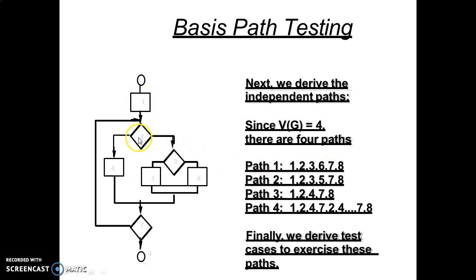Path 1 is 1, 2, 3, 6, 7, 8. Path 2 is 1, 2, 3, 5, 7, 8. Path 3 is 1, 2, 4, 7, 8. Path 4 is 1, 2, 4, 7, then again we reach 2, then 4, likewise. So here we have 4 distinct paths.